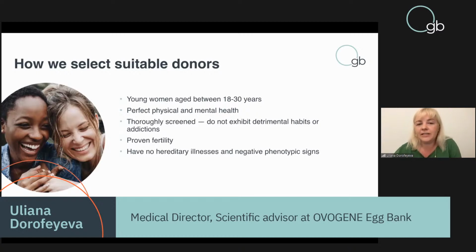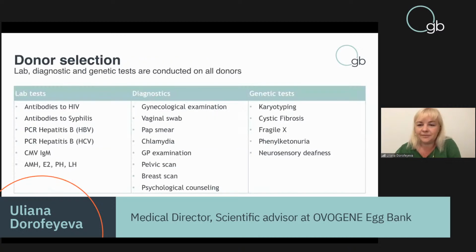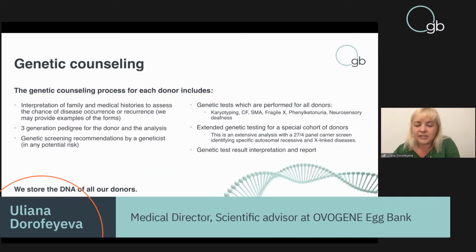All our donors are young women aged between 18 and 29, perfectly physically and mentally healthy, knowing all their responsibilities for being a donor, fully screened with proven fertility and with no hereditary illnesses and negative phenotypical signs. You can see the list of the tests, including also genetic tests. It is important to mention that we are storing the DNA of all our donors. For part of our donors, we perform extended genetic testing, and a genetic report, including the 3-generation pedigree, is available for every donor.